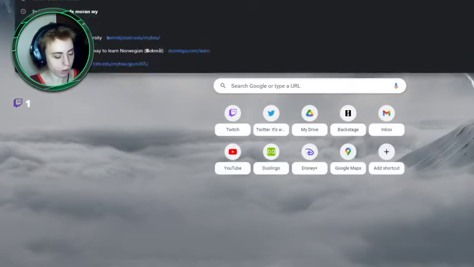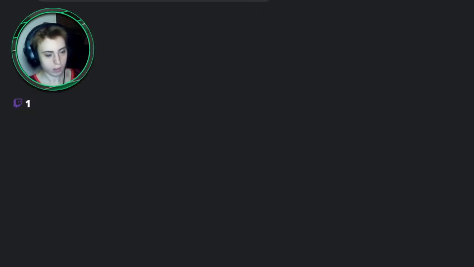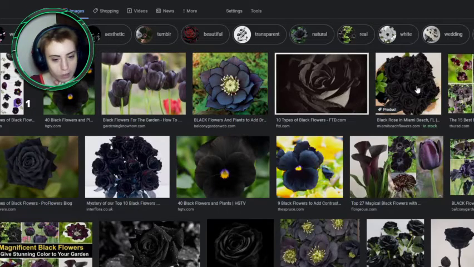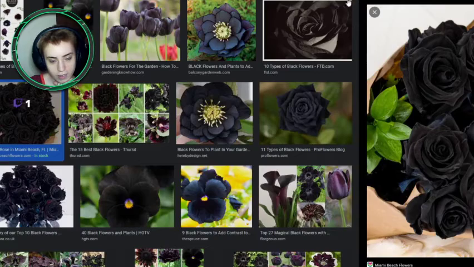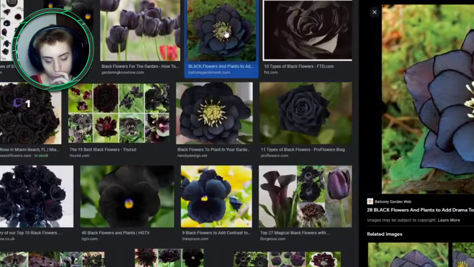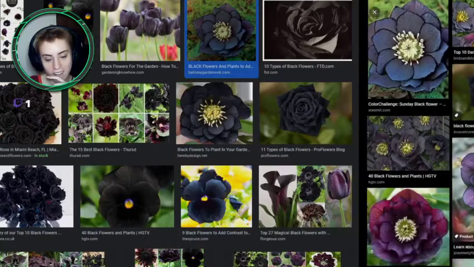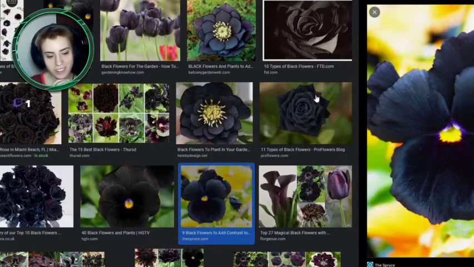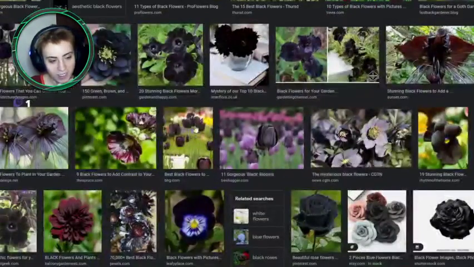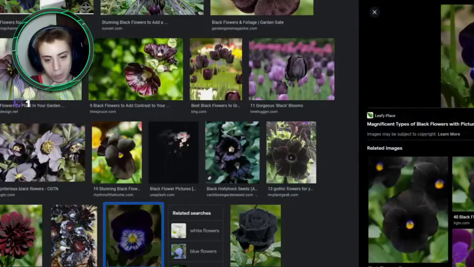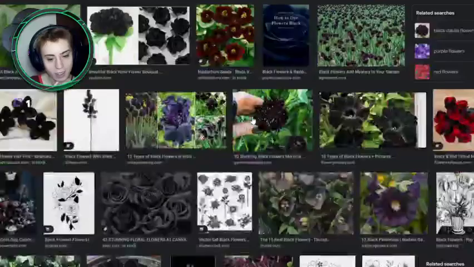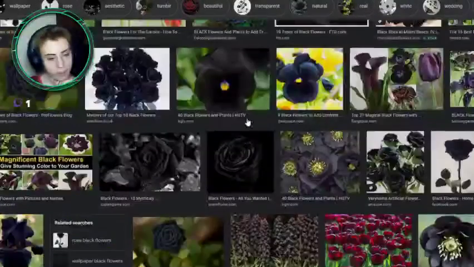And for a little detour, black flowers. Ooh. These look so cool. The roses. Ooh, that one's really pretty. Yeah, it's nice. Ooh, I love this one with the blue in the center. Those petals look so velvety too. I wish I could feel them. Yeah.